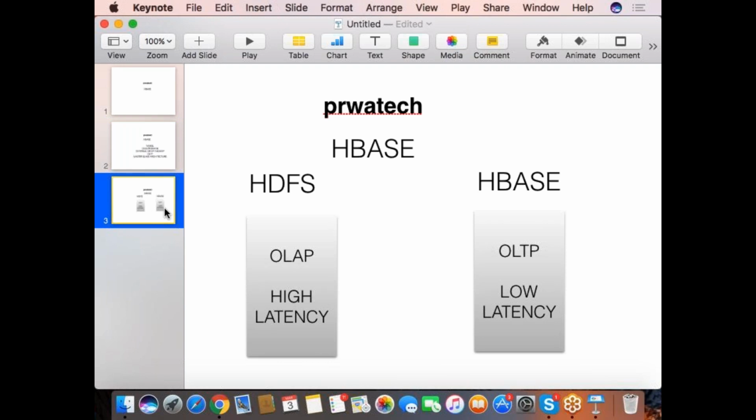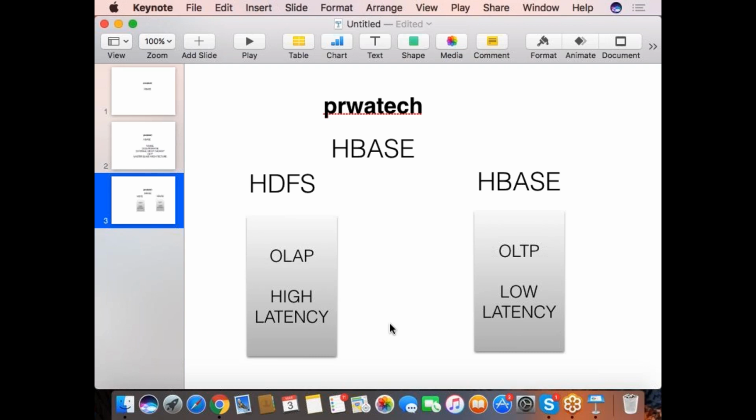HDFS is good for batch processing, but if you have to modify the data, if you have to update the data, then it's better to work with HBase in the Hadoop ecosystem. HBase supports OLTP. Hadoop does not support real-time transactions. That is the challenge we have in HDFS. HDFS cannot read or write data randomly, that is called high latency. HBase can read or write data randomly.